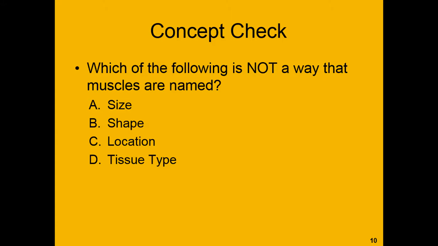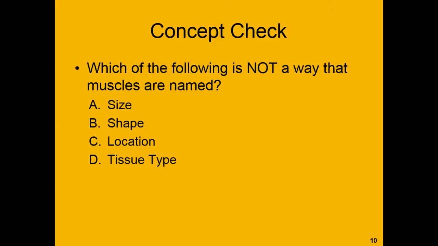Concept check. So, class. Which of the following is not a way that muscles are named? We have size, shape, location, and tissue type. So go ahead and pause the video and get me an answer. You can rewind it, check your notes, check your textbook, or you can phone a friend.